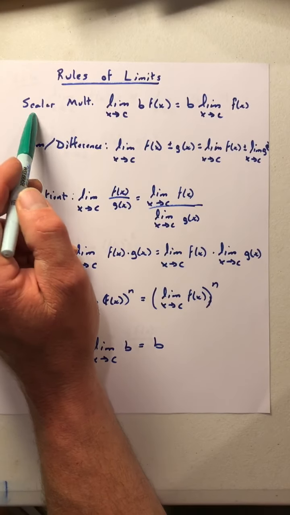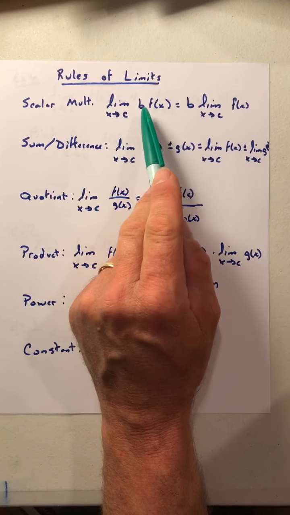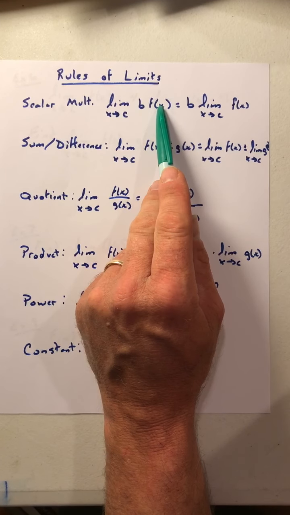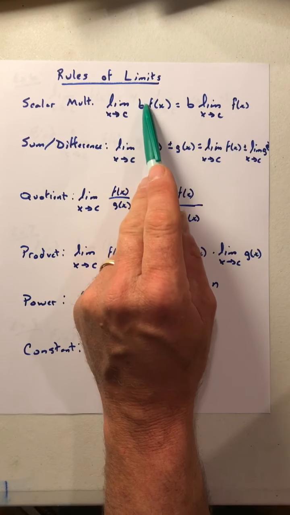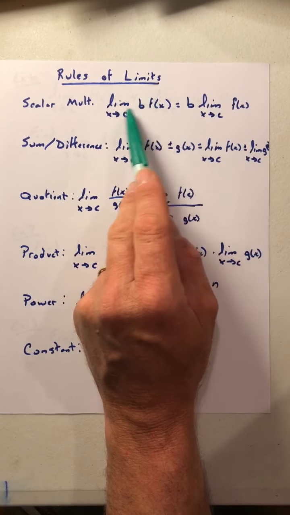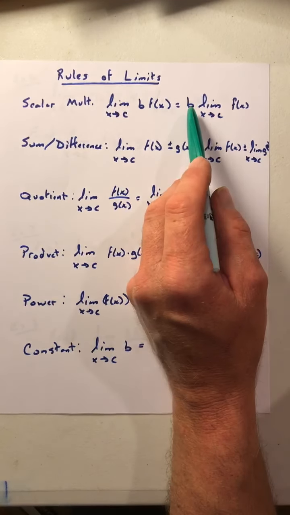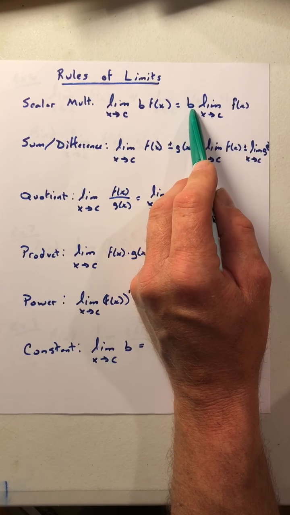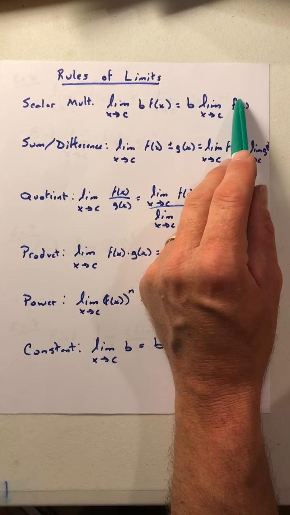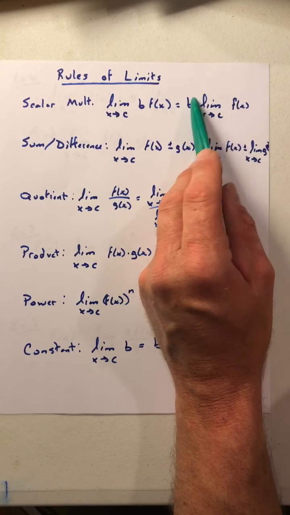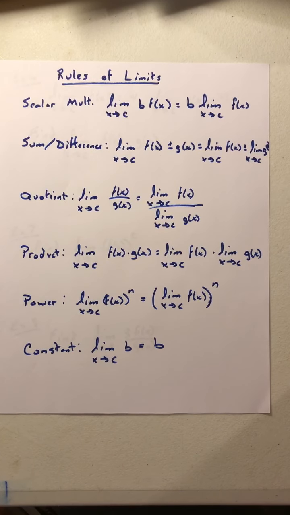So scalar multiplication. If I take the limit as x approaches some value of a number times a function, I can take that number and pull it out to the outside. That number has no bearing on the limit of the function itself. So I can write that as the constant times the limit as x goes to c of f of x. Remembering, only the x is changing. So I can't pull an x out, but I can pull a constant out if I'm multiplying it through.